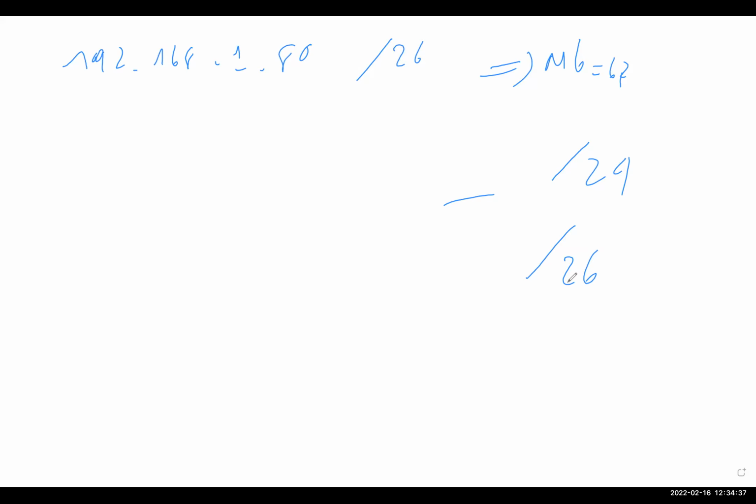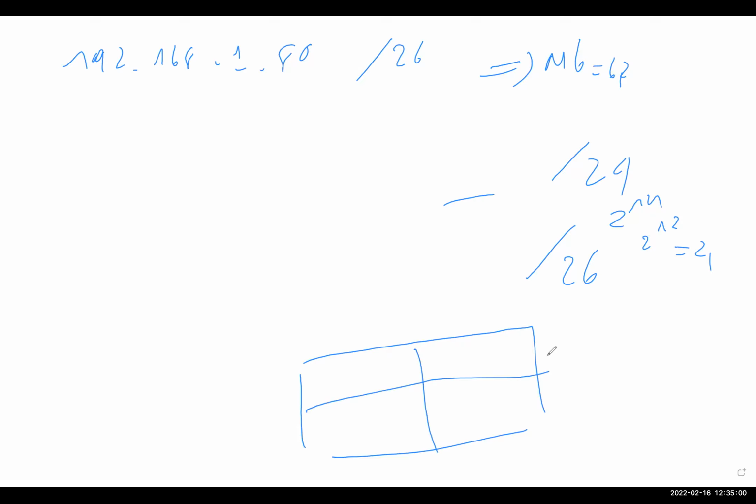Is it 4? Yeah, 4, right? The first formula is that if you borrow n bits, the formula is 2 raised to the power of n. So here you have 2 raised to the power of 2, you have 4, right? So now you know that you want to break it down into 4 equal subnets here. So the first network address of this network here is 192.168.1.0. That is the first one, right? And the magic number here is 64.